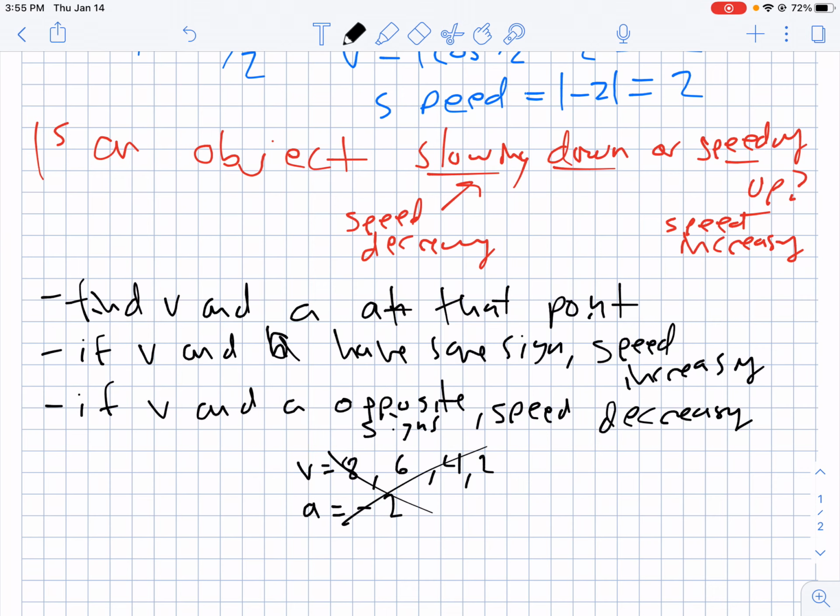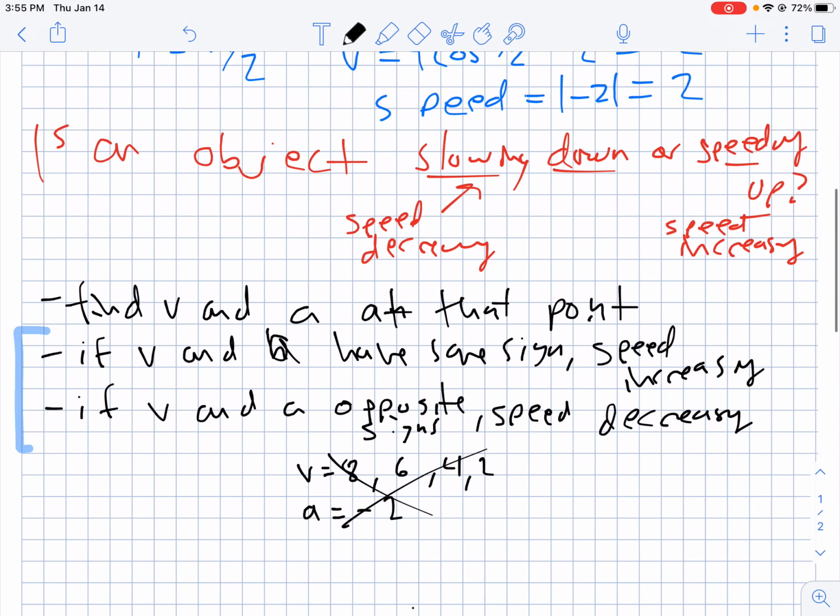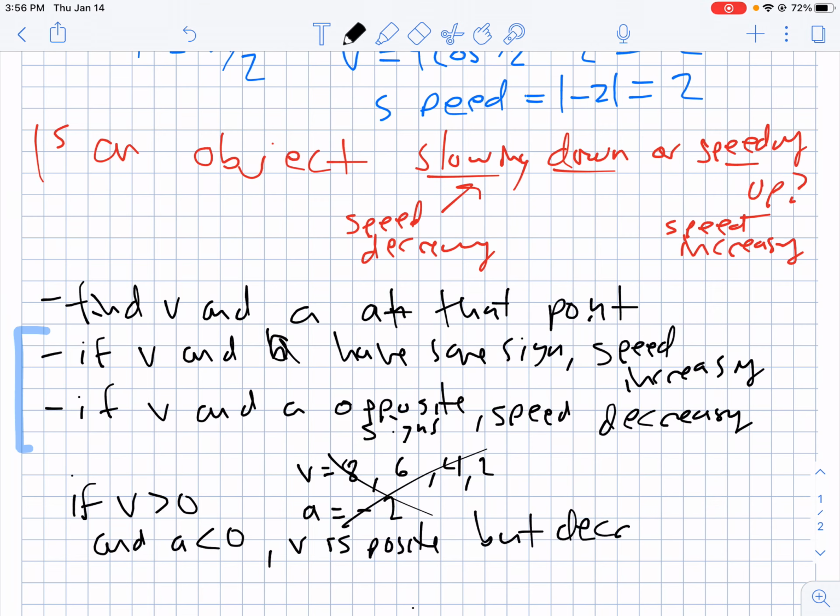So the way you want to think about this is really just, do they have the same sign or do they have opposite signs? Basically, are the velocity and acceleration working together, or are they working against each other? Because if your velocity is positive and your acceleration is negative, what that means is your velocity is positive, but it's decreasing, which is that case I just drew, that it goes 8, then 6, then 4, then 2.